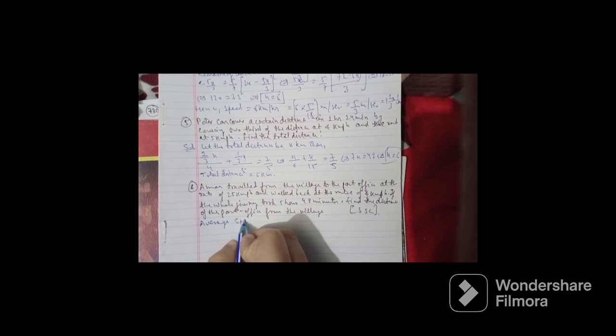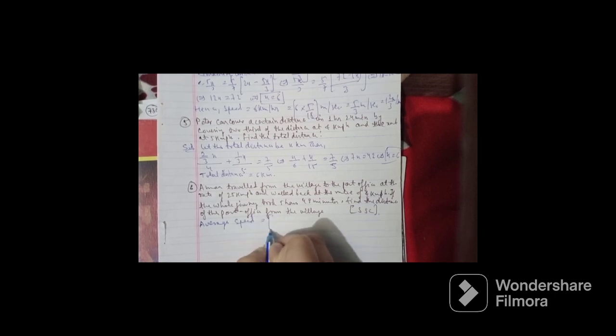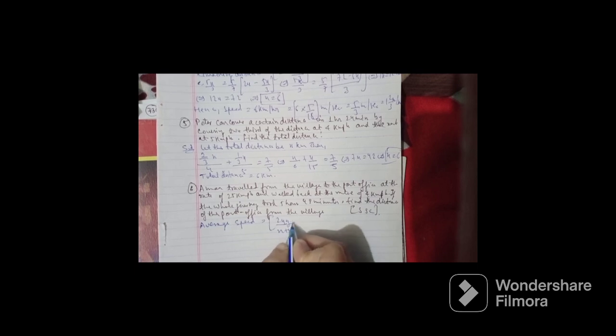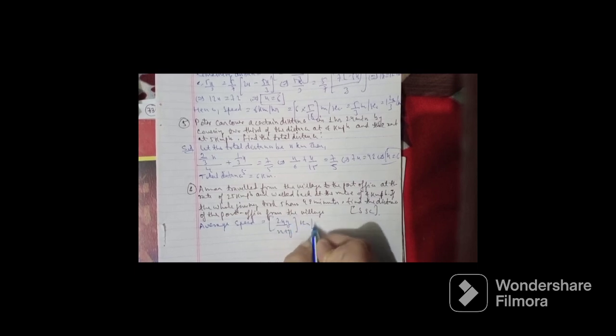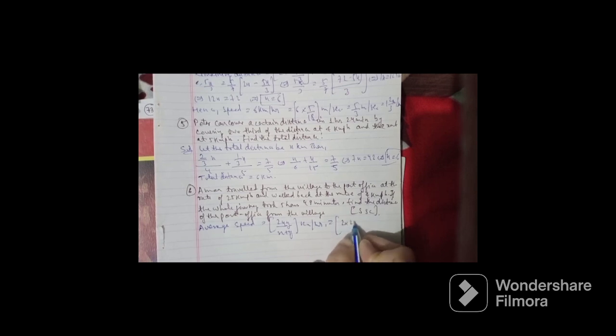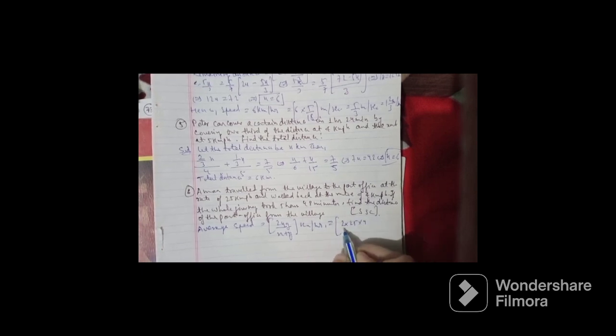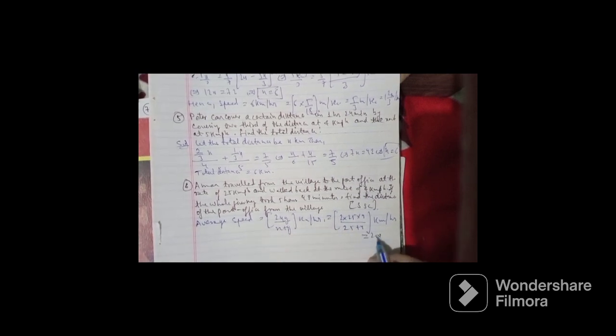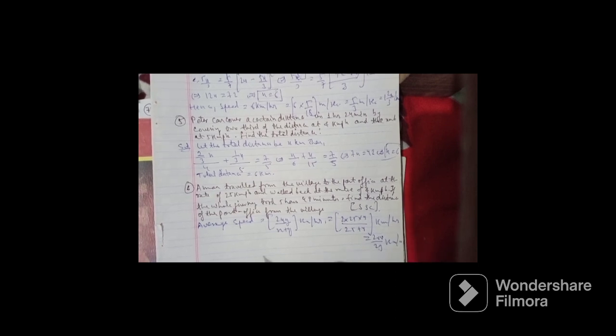Average speed equals 2xy upon x plus y kilometer per hour, which equals 2 into 25 into 4 upon 25 plus 4 kilometer per hour, that equals 200 upon 29 kilometer per hour.